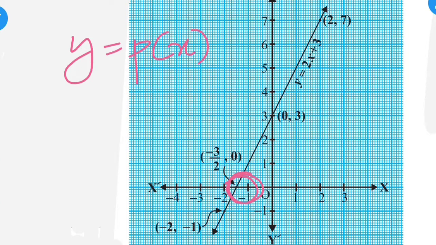So it has only one zero. This linear polynomial p of x has only one zero, and it will be the x coordinate of the intersecting point. These things we have learned from last class.